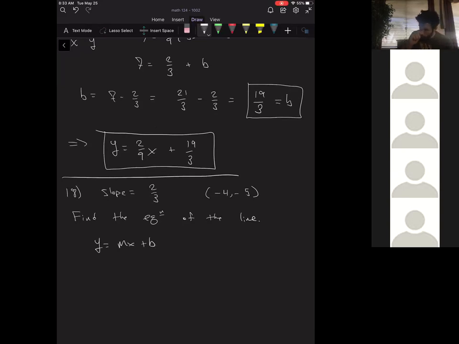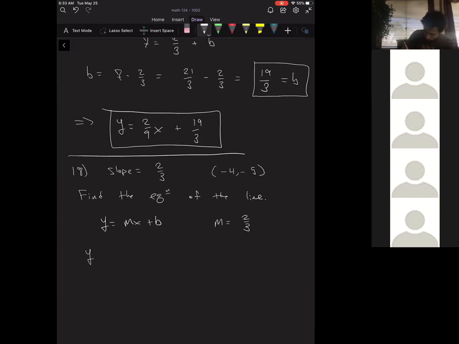And so we know our slope is 2/3. So we know that m is equal to 2/3. So the equation of our line looks like this: y is equal to 2/3 x plus b. And now the next thing we want to do is take our point, -4, -5. So remember, this is an x value and a y value.